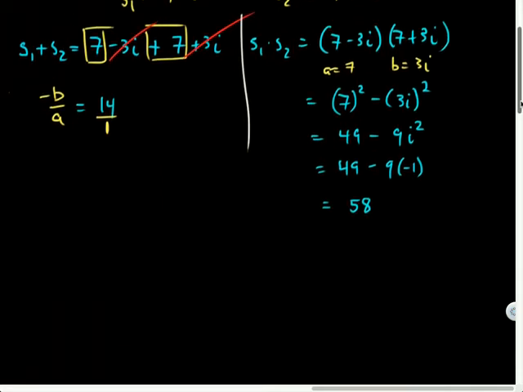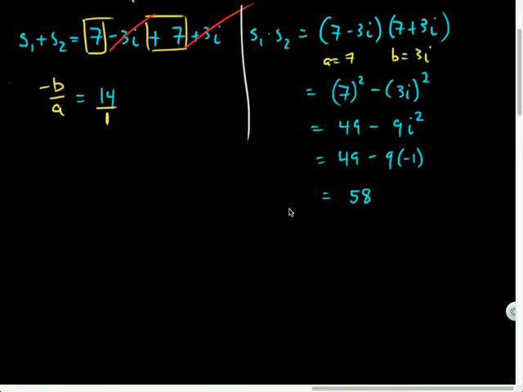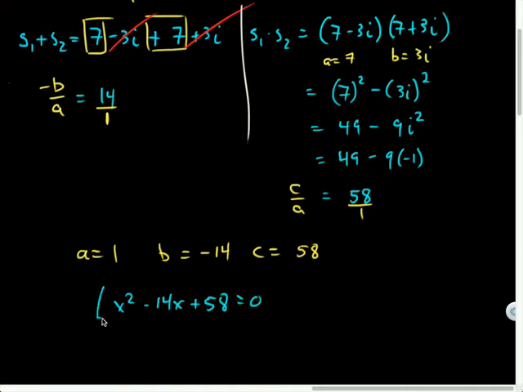And question, what is S1 times S2 supposed to be? C over A. Based off of this information, my denominators both happen to be the same, so I don't have to manipulate it in any way. What do you think A, B, and C are? A is 1. B is negative 14. And C is 58. Correct. Since the opposite of B was positive 14, regular B must have been negative 14. So now I can write my quadratic equation. X squared minus 14x plus 58 equals 0.